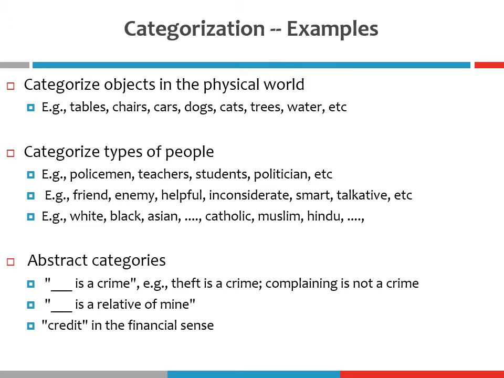Here are some examples of common categorization. We can categorize objects in our physical world, so we can categorize different kinds of furniture into tables and chairs. We can talk about dogs and cats, trees, etc. We can also categorize types of people, perhaps based on their profession, so policemen, teachers, students, etc. We can categorize them based on our prior experience with them and what we deem their personality or behavior to be. For example, if we've had a lot of negative interactions, we might label someone as our enemy, whereas if we've had a lot of positive interactions, we might label them as our friend.